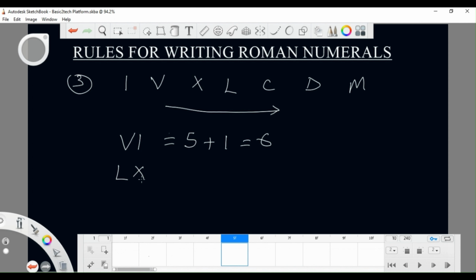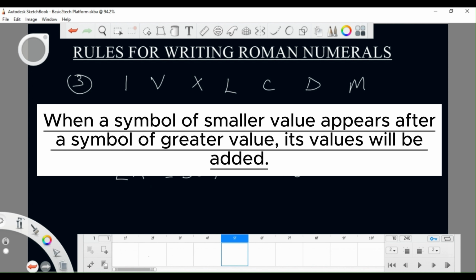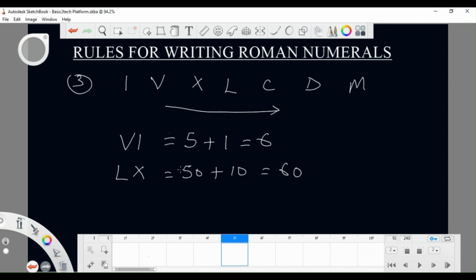Again, for example, we can have LX. Again, X is a smaller value appearing after a larger value. So we add L is 50 plus X is 10. So that gives us what? 60. So LX is 60. Again, rule number three is when a symbol of smaller value appears after a symbol of greater value, its value will be added. That is rule number three.